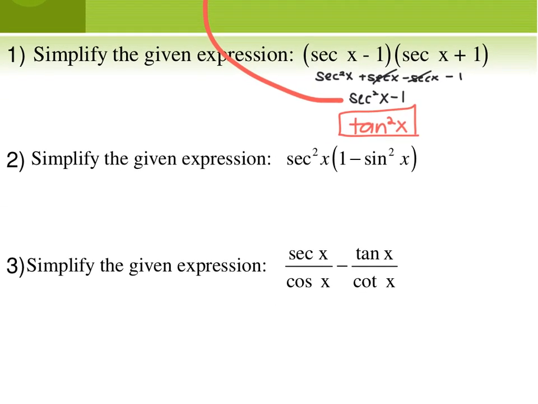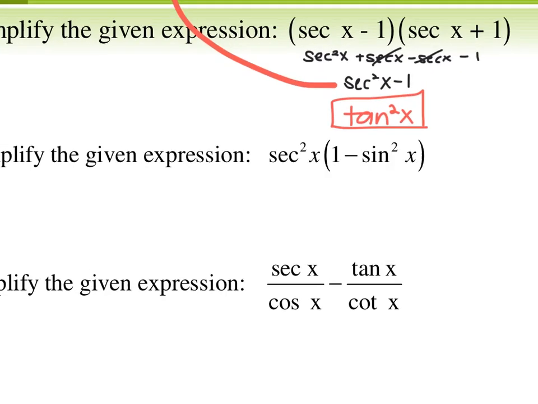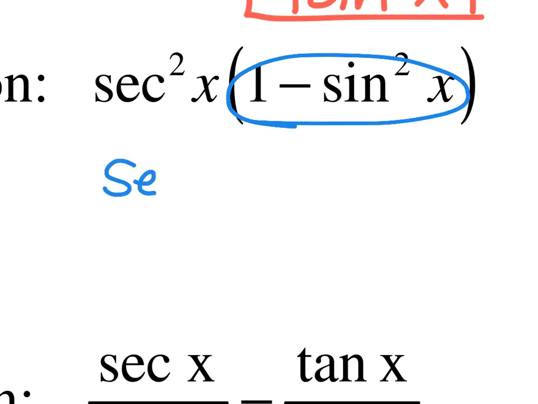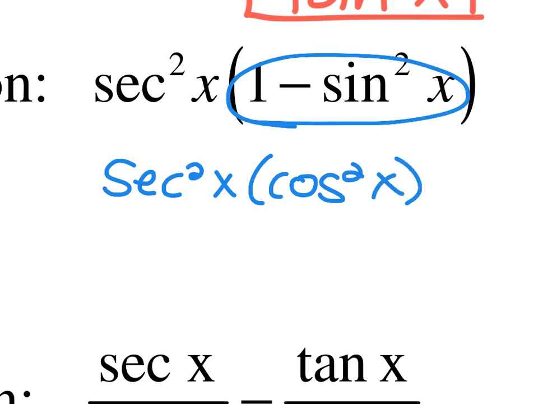All right, number 2, same set of instructions. Simplify the given expression, secant squared x times 1 minus sine squared x. So a couple different ways to do it. What's one way? I turn the 1 minus sine squared x into cosine. Good. So another Pythagorean identity, right? So 1 minus sine squared x is cosine squared x. And then what?